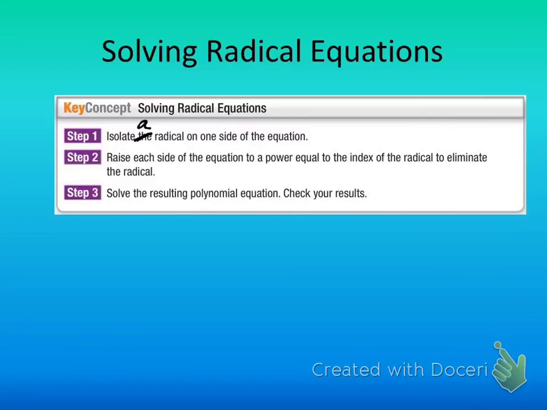Now, when you do these, you need to make sure you check your answers. Make sure you write that down. You have to check these. Now, you don't have to show that work like normal. I don't care if you show that work or not, but you have to at least do it. And you'll see why in a little bit. Everybody good here?